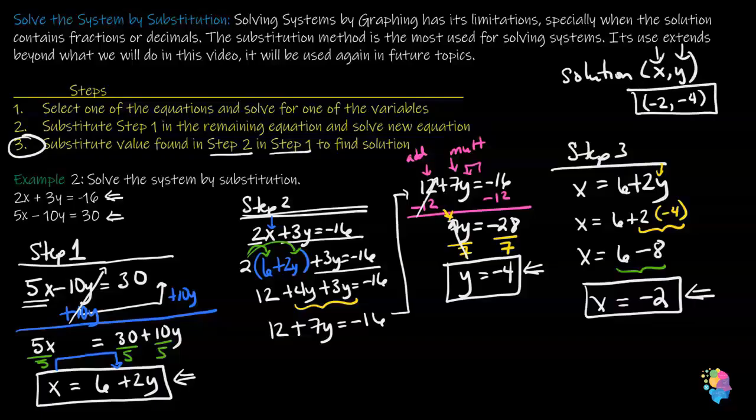Remember, this means if we were to graph them, this is a point, the location where the graphs will meet, where they will intersect. Or if we substitute the value into each of these equations, that means that the left side will equal to the right side.